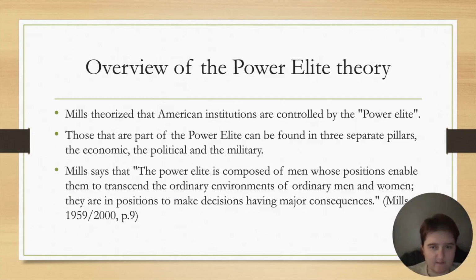To defend the power elite theory, we need to establish a basic understanding of what the theory is about. Mills theorized that there were three separate pillars of American society that are controlled by a select few people known as the power elite. Mills claimed that the three pillars known as the economic order, the political order, and the military order were controlled by a few people, and that those people were the ones that made decisions for the whole country. Mills said the power elite is composed of men whose positions enable them to transcend the ordinary environments of ordinary men and women. They are in positions to make decisions having major consequences. Mills theorized that these positions of power led those in power to make decisions that benefit themselves instead of the whole country.